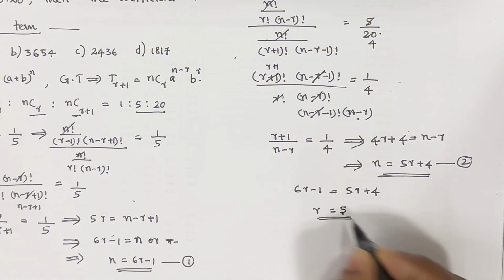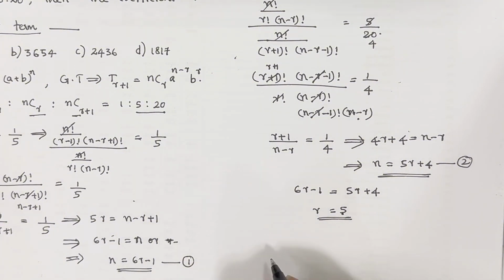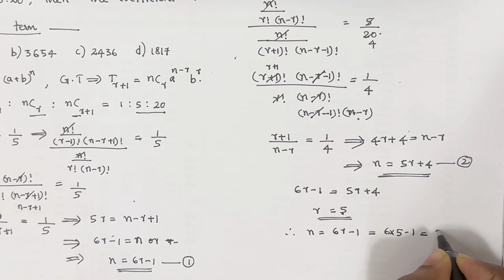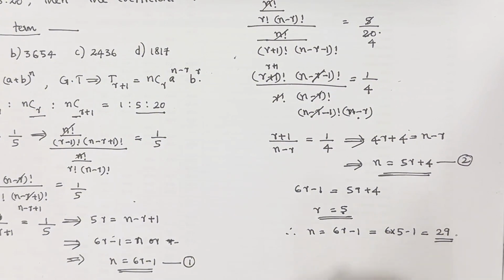Now substitute this r is equal to 5 in equation number 1 or in 2 and find the value of n. That is n is equal to 6r minus 1, that is equal to 6 into 5 minus 1, that's equal to 30 minus 1 is 29.